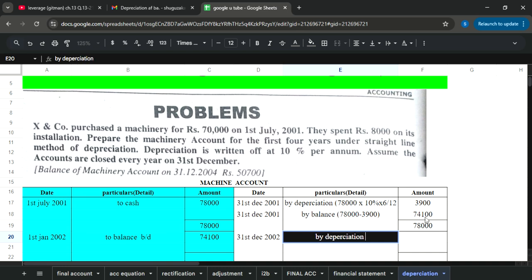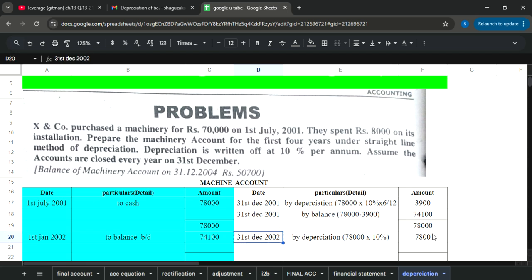Since it is fixed base method, you will again be charging depreciation upon 78,000 multiplied by 10%. Now look here, we calculated depreciation for 6 months because the starting date was July and the ending date was 31st December. And here the starting date is 1st January, ending date is 31st December. So for the full year you will calculate the depreciation, that means 78,000 multiplied by 10 divided by 100. Depreciation is calculated.